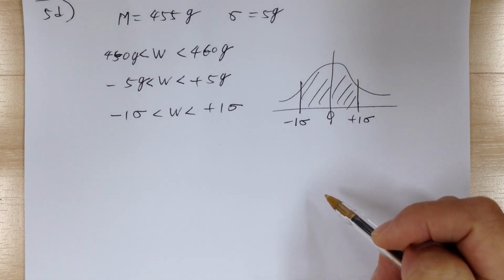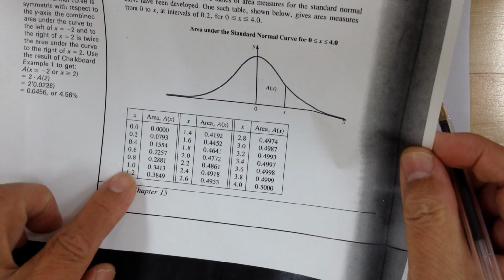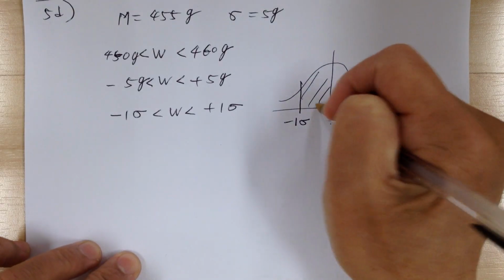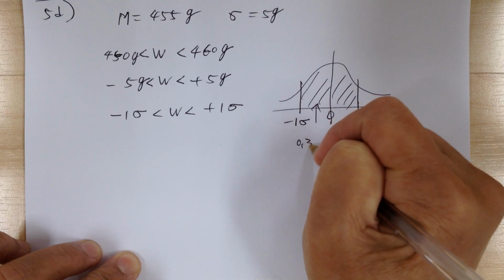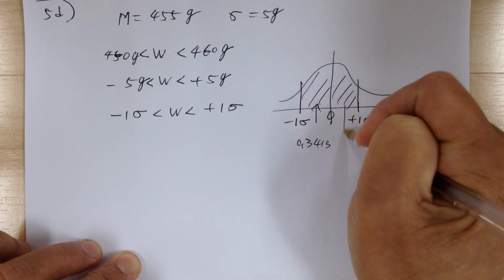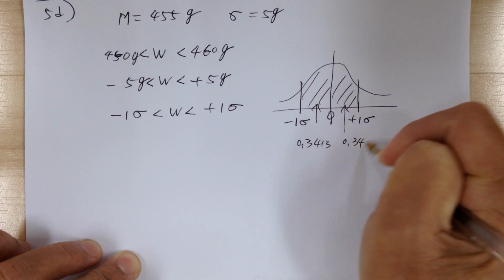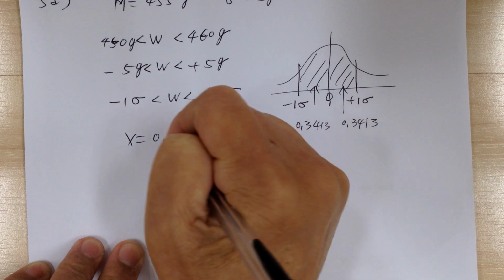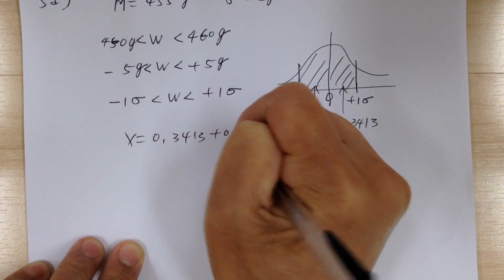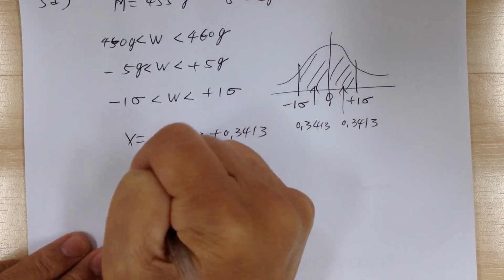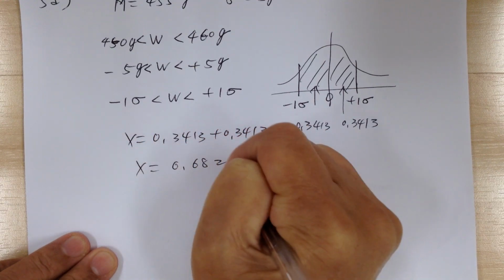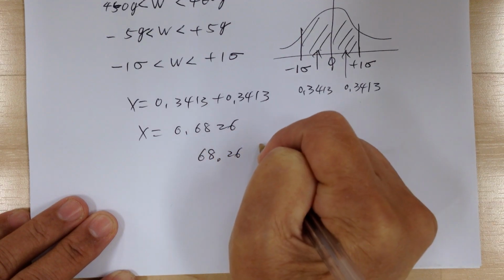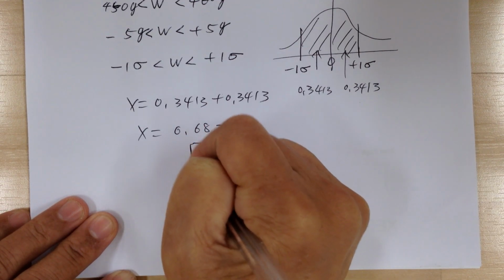Now if you look at the table, 1.0 is 0.3413. And this is the same, so 0.3413, because they are symmetrical. So the x you're looking for would be 0.3413 plus 0.3413. So x will equal 0.6826. Convert into percent, so you got 68.26%.